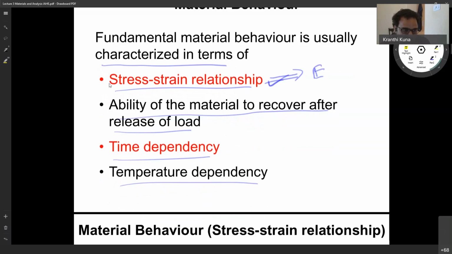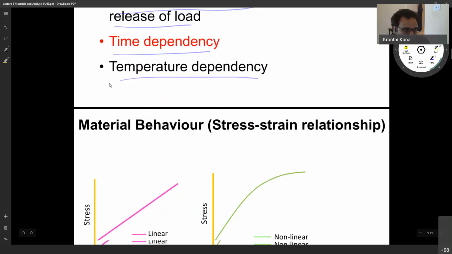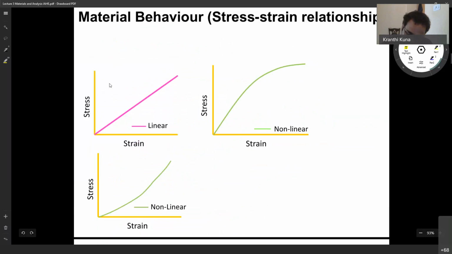Stress by strain, isn't it? So that is the stress-strain relationship. For example, if there is a linear relation when you apply a load between stress and strain, we call it a material that behaves linearly to stress. I mean, the material responds linearly to either stress or strain, if you are applying constant stress or constant strain, depending on.